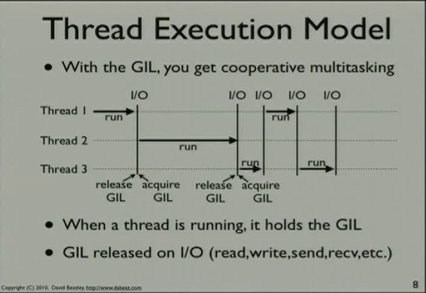The primary outcome of the GIL is that instead of parallel computing, you get cooperative multitasking. That's essentially what the GIL does to your program: when threads are running, they'll run until maybe you do a read or a write or a send or a receive. When you do I/O, a thread will give up the GIL, and then some other thread can do something for a while. So the whole idea with the GIL is that you get threads that alternate between each other, and if they do I/O, they stop for a moment.